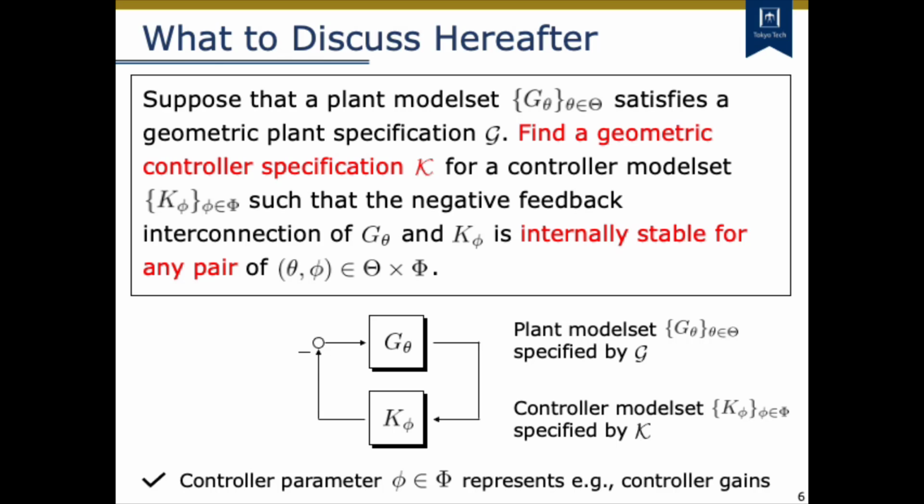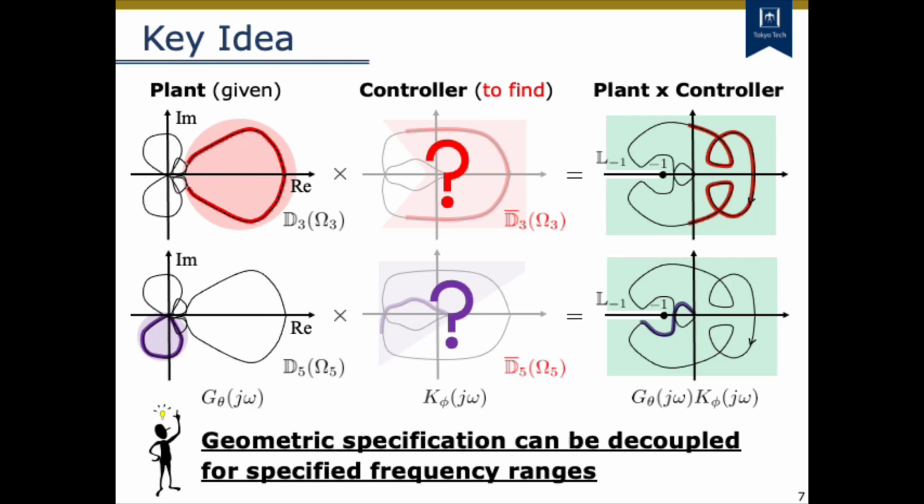Please note that the internal stability of the feedback system here must be guaranteed for any pair of possible plants and controllers. Here, I explain the key idea to determine the geometric controller specification. As in the motivating example from the power systems control, we suppose that a geometric plant specification is given. In this figure, I only show two geometric domains denoted by D3 and D5 for simplicity of explanation.